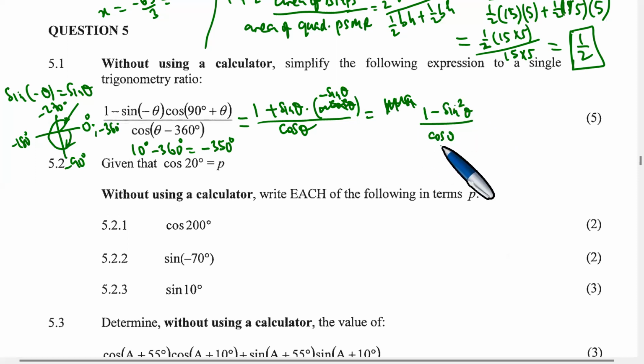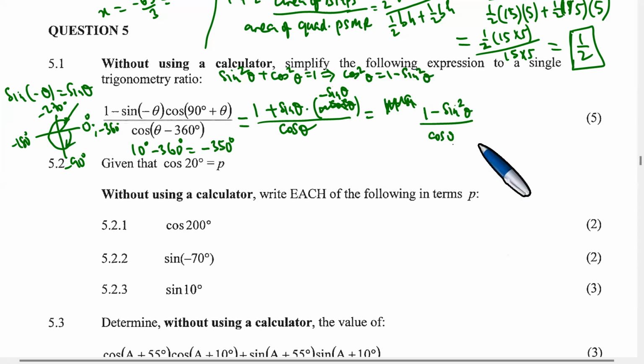What is 1 minus sine squared in mathematics? Sine squared theta plus cosine squared theta is 1, which means that cosine squared theta is 1 minus sine squared theta. So 1 minus sine squared is cosine squared theta over cosine theta. What is cosine squared theta divided by cosine theta? It is cosine theta, and that is the answer. Next. Given that cosine 20 degrees is P, find cosine 200.